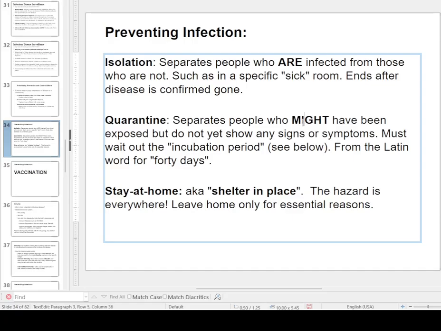How long should they do it? Until it's confirmed that they don't have it. And that's called staying inside the incubation period, which we will cover in a few slides below.